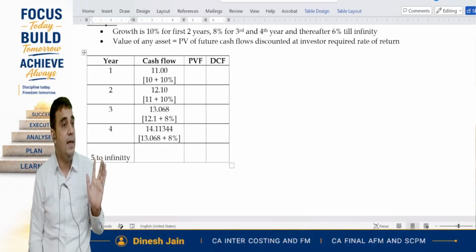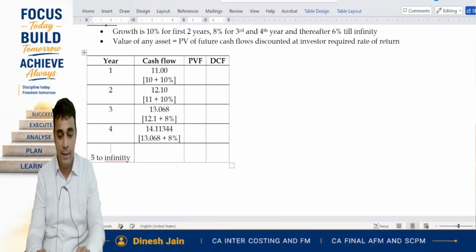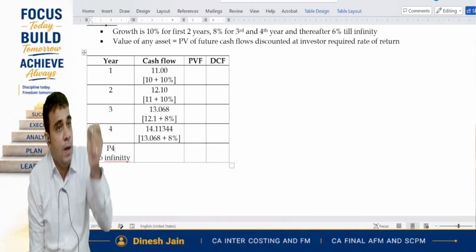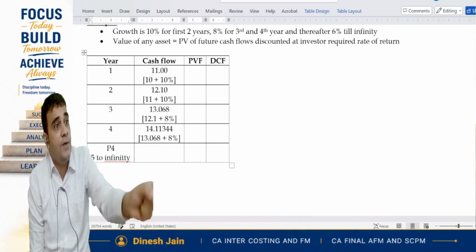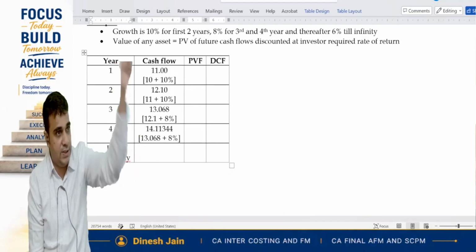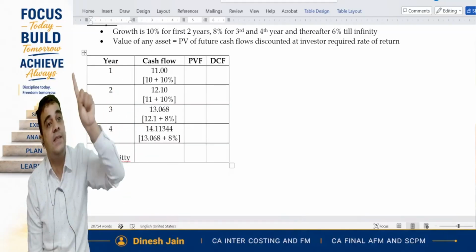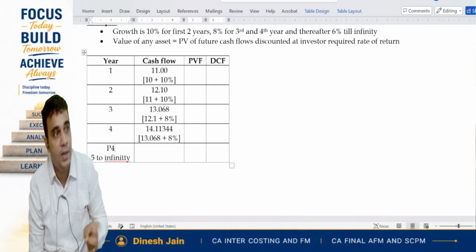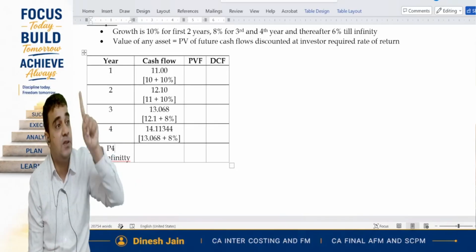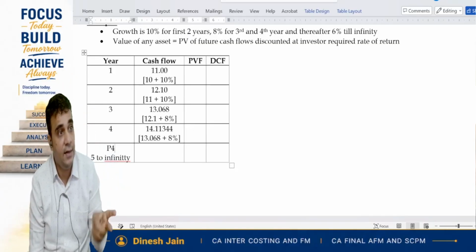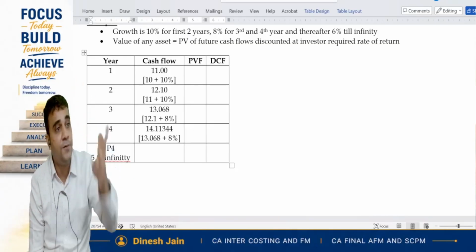Till the infinite years is nothing but price of year 4. See, what is price of year 0? Price of today is the present value of dividend 1 to infinity. From first year till infinity is the price of year 0. Second year till infinity is price of first year. Third year till infinity is price of second year. Fourth year till infinity is price of third year.